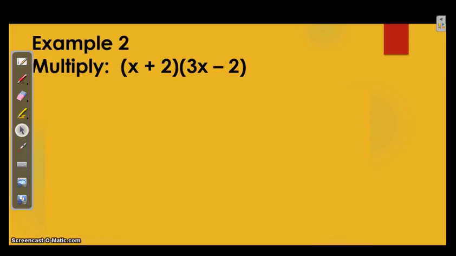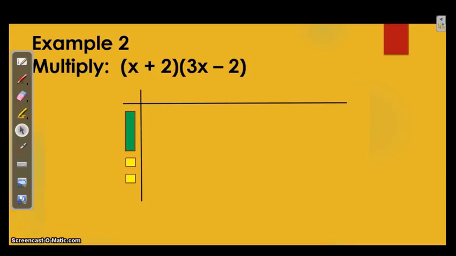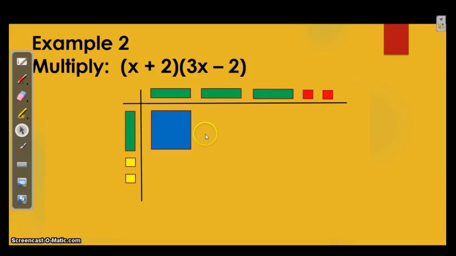Once again, we'll draw our T chart. On the left-hand side, we draw x plus 2, and across the top, we want to draw 3x minus 2. 3x, 1, 2, 3x bars. Now careful, with the negative, remember we want to draw the red bars. Multiplying, on the inside, we get x squared, a second x squared, and a third x squared. For the last two, just pay extra attention when you're working with negative signs.